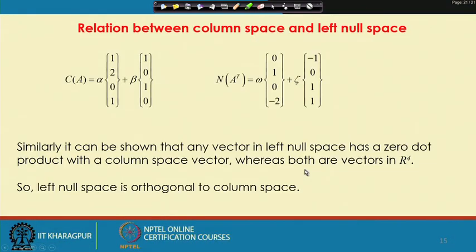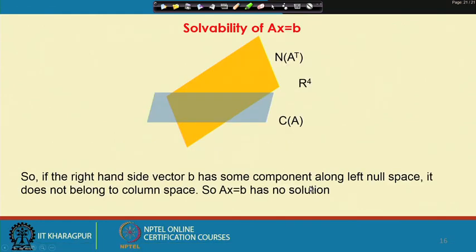Similarly, we can look into the column space and left null space and say that any vector in the left null space has a 0 dot product with a column space vector, where both are vectors in R4. So, in R4 the left null space is orthogonal to the column space. And one interesting thing comes out of this second observation, that the left null space is orthogonal to the column space.